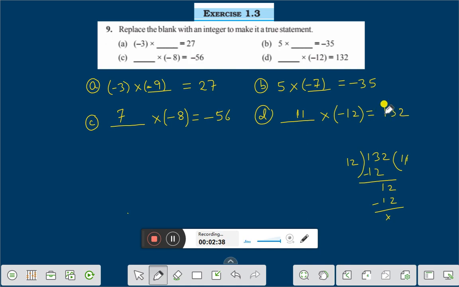But here you see the sign is positive, therefore we know that minus into minus is plus, so the blank is minus 11. That is minus 11 into minus 12 comes to 132. Here you see minus into minus is plus, and 11 into 12 is 132.